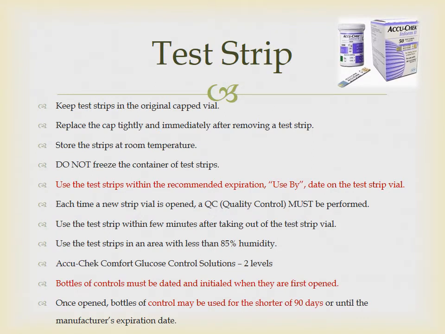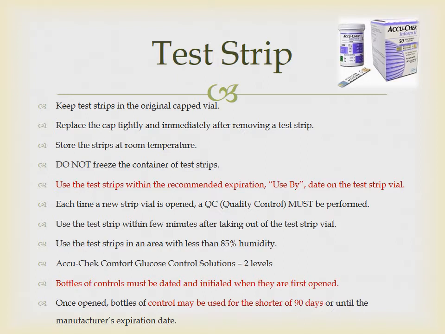For the test strip, keep test strips in the original capped vial. Replace the cap tightly and immediately after removing a test strip. Store the strips at room temperature. Do not freeze the container of test strips. Use the test strips within the recommended expiration, use by date on the test strip vial. Each time a new strip vial is opened, a QC, quality control, must be performed. Use the test strip within a few minutes after taking it out of the vial. Use the test strips in an area with less than 85% humidity.